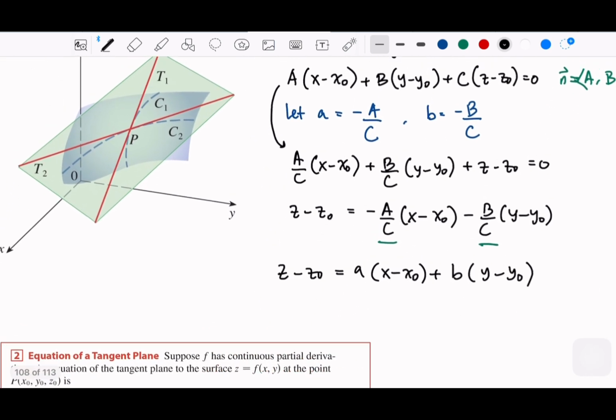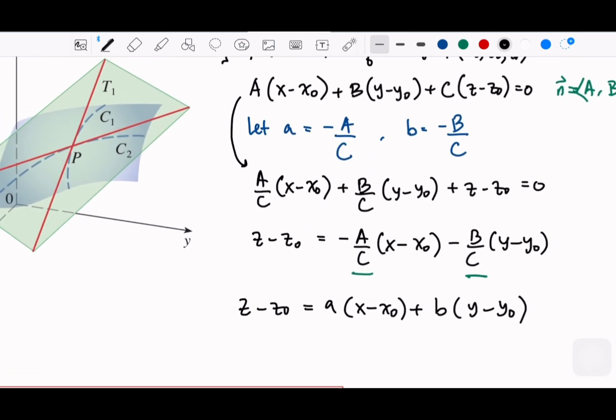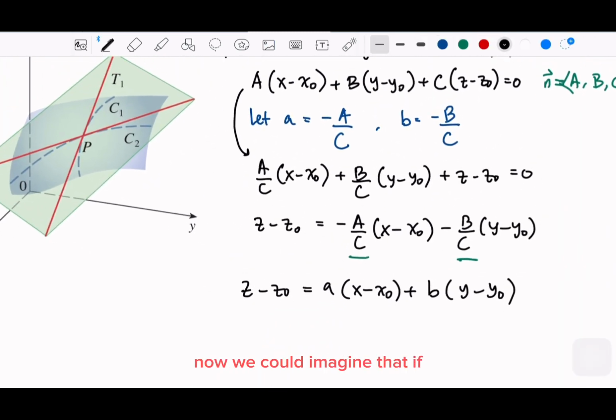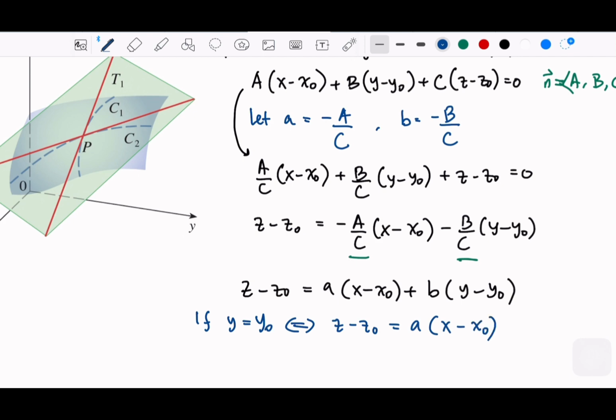And then we could imagine, let me write first. Now we could imagine that if y equals y zero, we get that this is our equation. And if x equals x zero, then the equation will be b times y minus y zero like that. Okay.